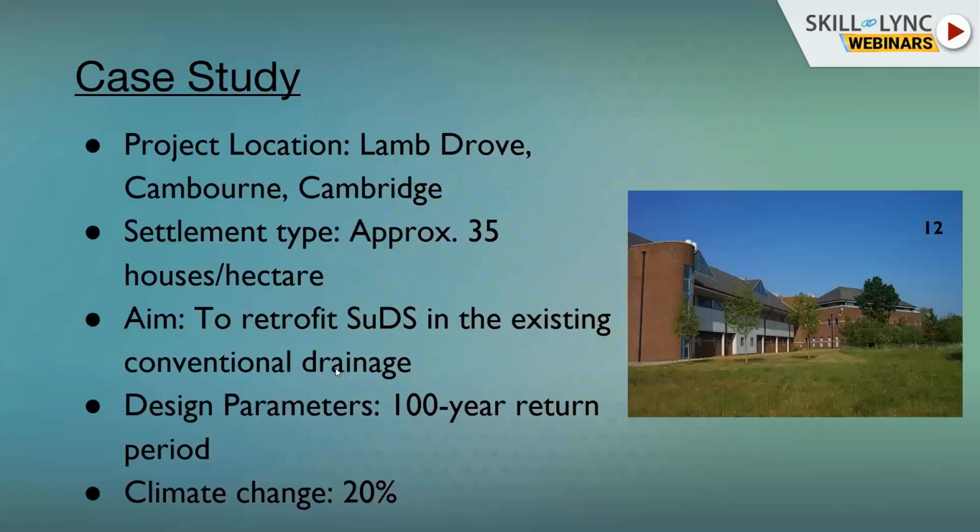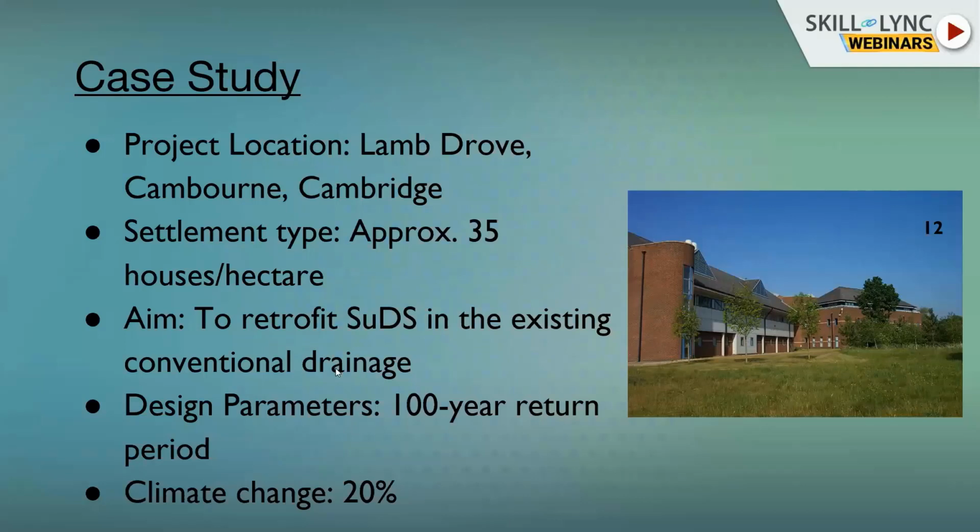Moving on to the most interesting and important section, the application of these components which we have talked about. Before I start, I just want to say that all the information about the case study presented here is kindly provided by Cambridgeshire County Council and Royal Haskoning.